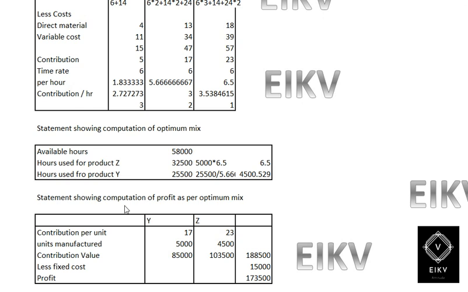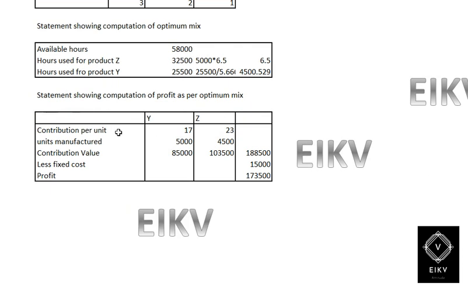Now we can have the statement showing computation of the profit as per optimum mix. First of all, we have the contribution per unit as 17 and 23, and the number of units as 5,000 and 4,500. When we multiply the contribution per unit with the units manufactured, we get the contribution value, less the fixed cost of 15,000, to get the profit of 1,71,500.